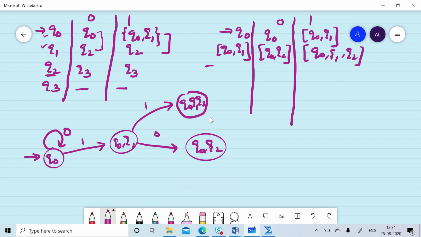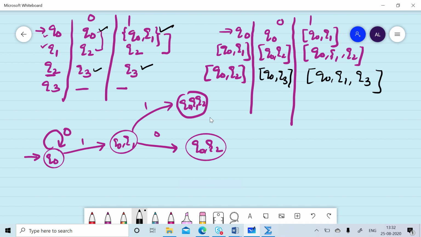So we will consider Q0, Q2. Under 0 it is Q0, Q3. Under 1 it is the union of Q0, Q1 with Q3, so we will get Q0, Q1, Q3. Now we will take Q0, Q1, Q2, Q0, Q3 and we will consider Q0, Q1, Q3.